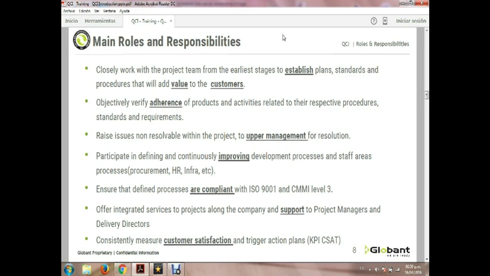We also participate in defining and continuously improving development process and staff area processes such as procurement, HR, infra, etc. We ensure that defined processes are compliant with ISO 9001 and CMMI Level 3. We offer integrated services to projects along the company and support to project managers and delivery directors. And finally, we measure customer satisfaction and trigger action plan if it is needed.